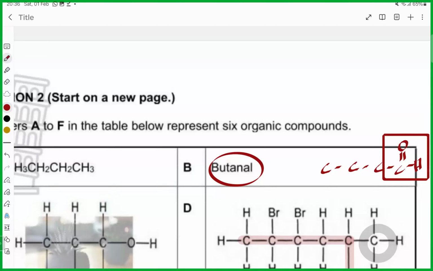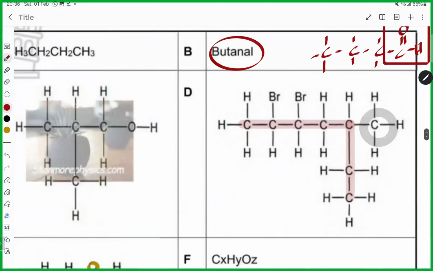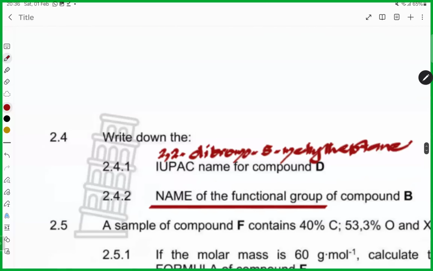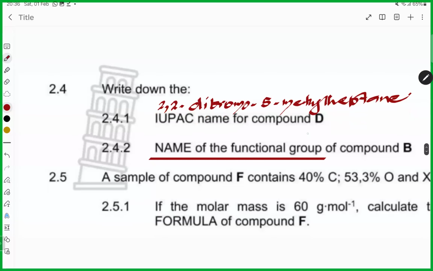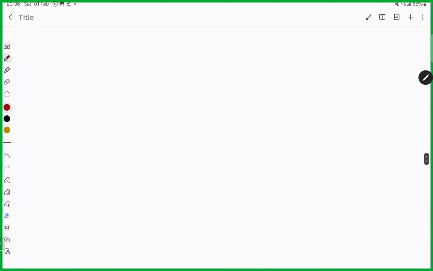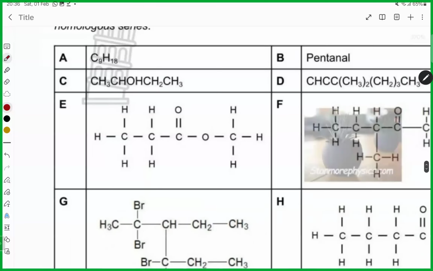Not butanol. Many learners give the name of the compound, not the name of the functional group of the compound. They don't want the name of the compound. Please read these questions carefully because learners tend to make a mistake with these ones, especially where they're only asking about the name of the functional group. I'm going to leave the next one out. I just want to focus a little bit on these compounds here.